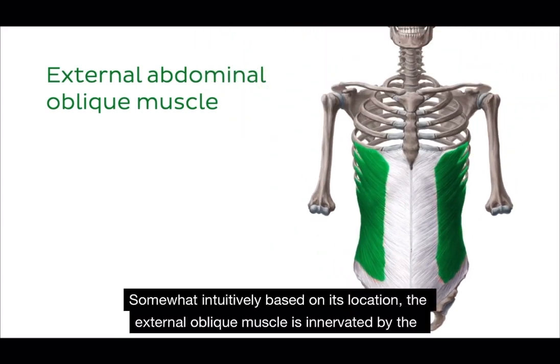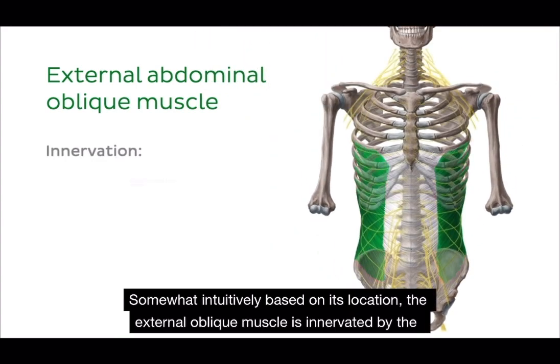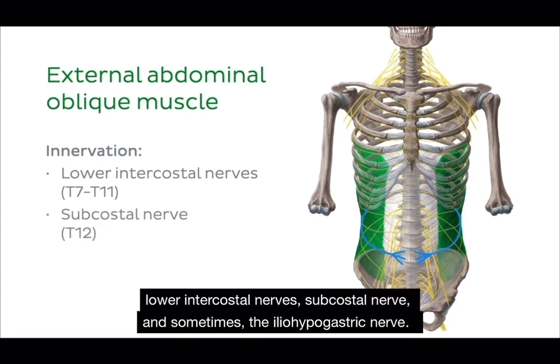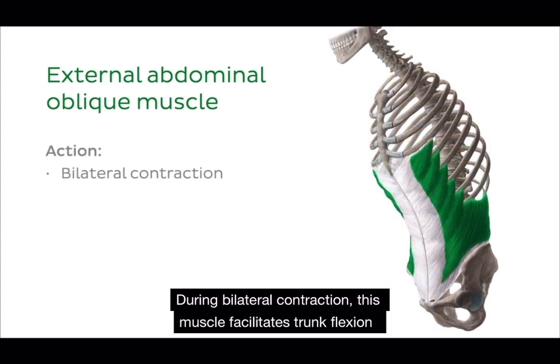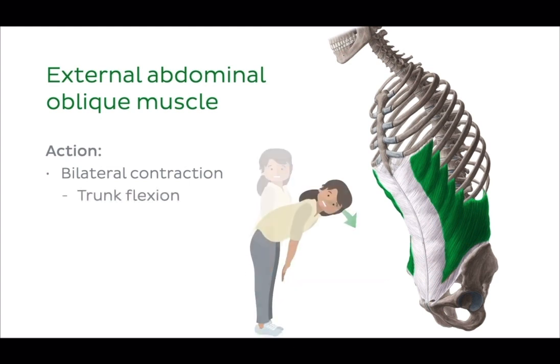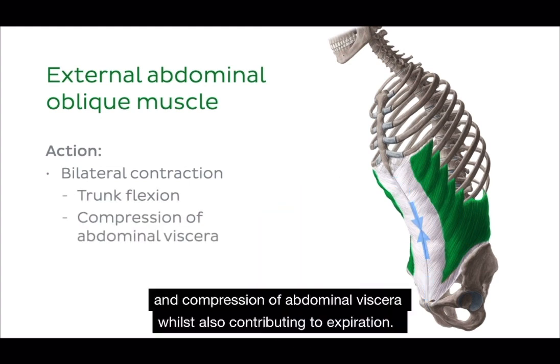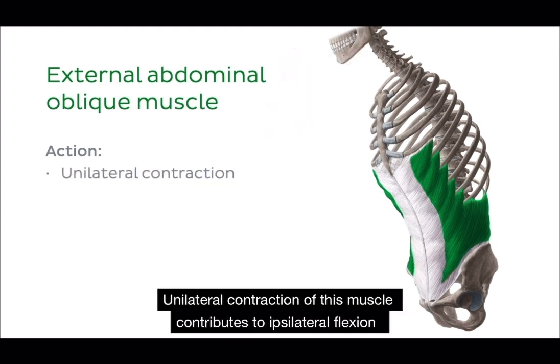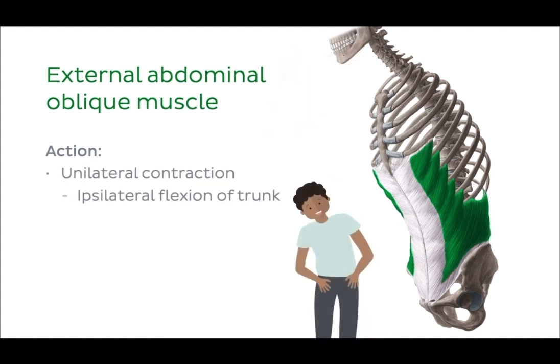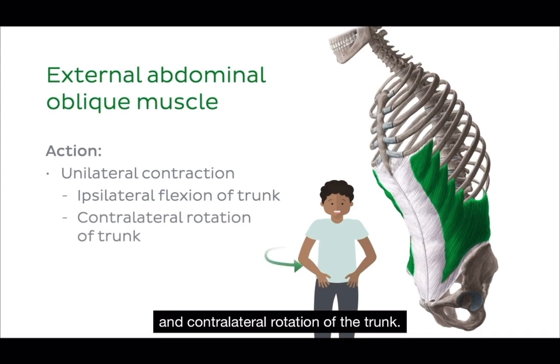Somewhat intuitively based on its location, the external oblique muscle is innervated by the lower intercostal nerves, subcostal nerve, and sometimes the iliohypogastric nerve. During bilateral contraction, this muscle facilitates trunk flexion and compression of abdominal viscera, whilst also contributing to expiration. Unilateral contraction of this muscle contributes to ipsilateral flexion and contralateral rotation of the trunk.